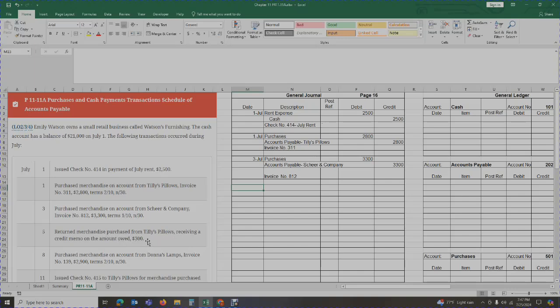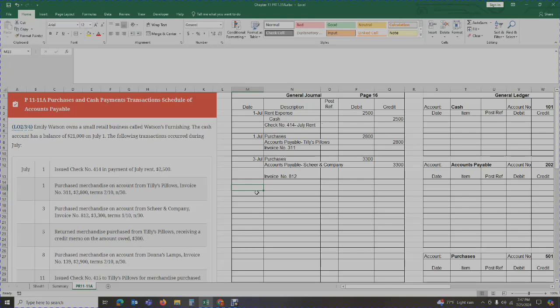So what happened on the 5th? We made a return of $300 worth of merchandise. So we're returning it for whatever reason. Okay. So what's going to happen? They're telling us we received a credit memo, which basically means that they reduced the amount that we owed them. Okay. So if we look over here on Tilly's Pillows, we had a credit accounts payable balance of $2,800. Now we need to reduce that amount because we no longer owe those $300.